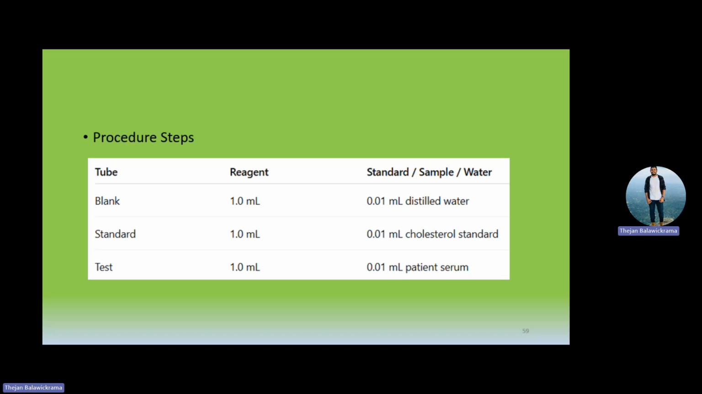Right. The blank one, we have the reagent. Blank one, standard one, test. Test is the patient sample. We have the reagent. And also, we have distilled water for the blank one and cholesterol standard, a known cholesterol sample, for the standard one. And the test is the patient's serum sample. Those are the three. Then we have three test tubes.